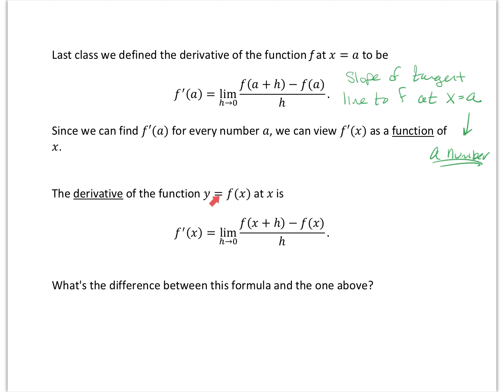So the derivative of the function y equals f of x at x is the limit as h goes to 0 of f of x plus h minus f of x all over h. So the only difference here is that instead of an a, I have an x in this formula. Okay. The a represented a specific number. It was like 5, right? But the x is a variable that can take on any value. So the result of this calculation is a formula.